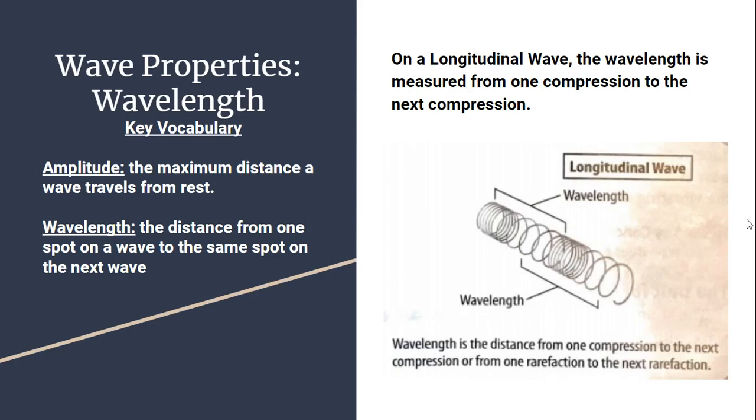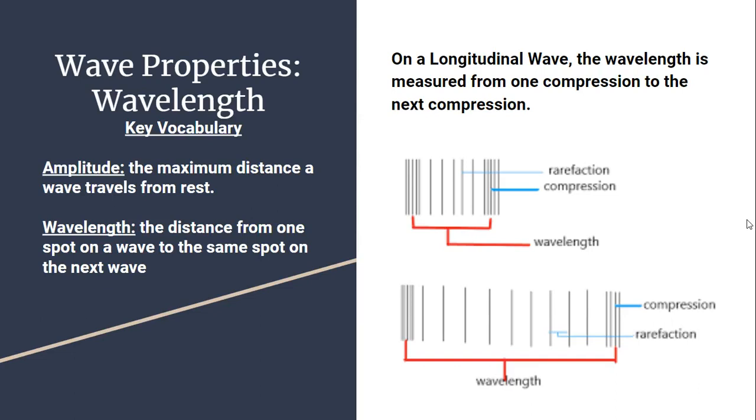On a longitudinal wave, we measure from the start of a compression to the start of the next compression. In this example, you can see that it's measured there at the start of a compression to the start of compression. You could also measure from rarefaction to rarefaction, just like the trough to trough in the transverse wave. In a longitudinal wave, you can measure the wavelength from one compression to the next.